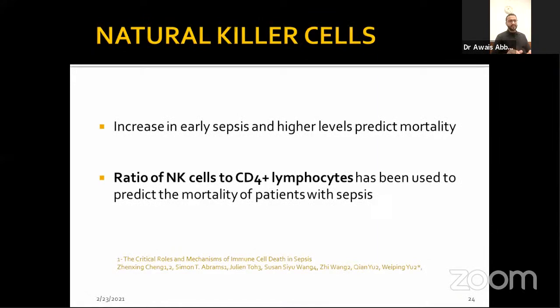A bit of natural killers discussion here. So what actually happens with them? They increase in early sepsis, and their higher levels actually predict mortality. The literature that I got to review showed that the ratio of natural killer cells to CD4 lymphocytes has actually been used to predict the mortality of patients with sepsis. So the higher the ratio, the higher the mortality that we are going to be expecting.